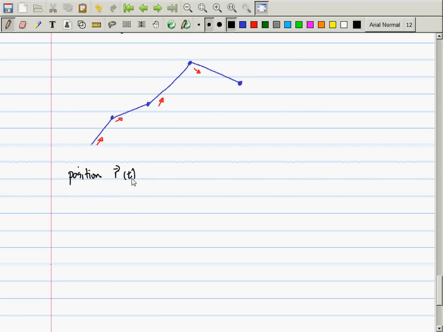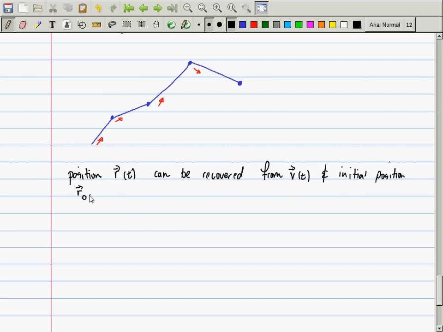R of t can be recovered from v of t and an initial position r of 0. Okay, that is to say that if you know where you are now, dead reckoning doesn't help at all if you don't know where you start.